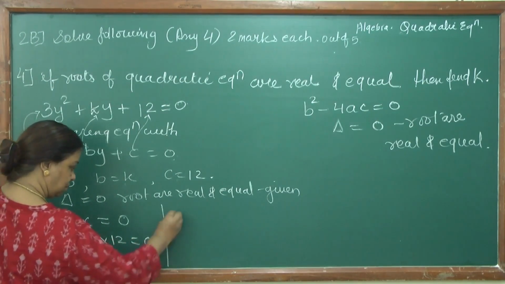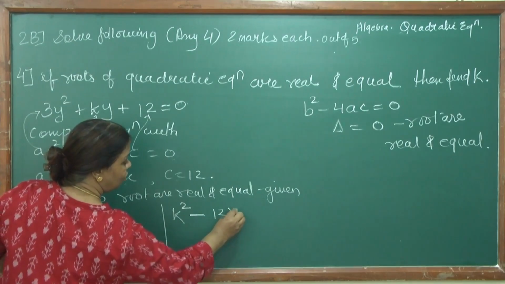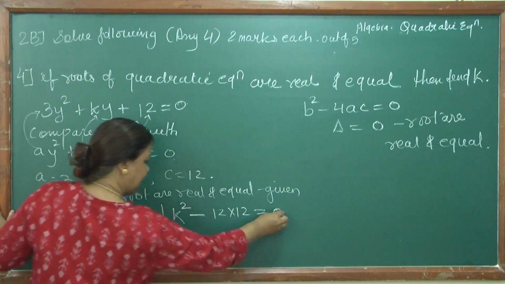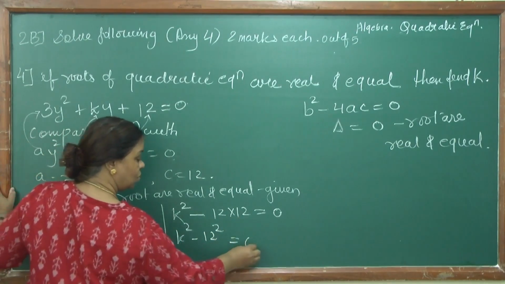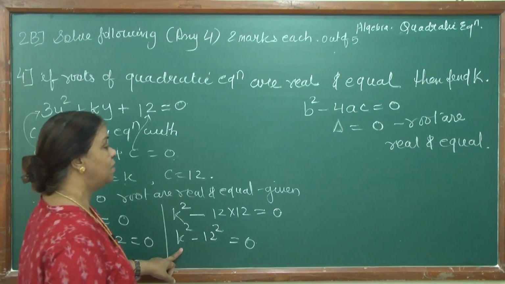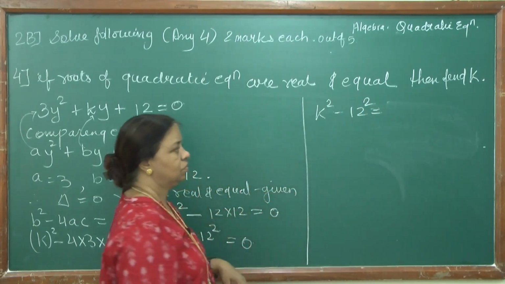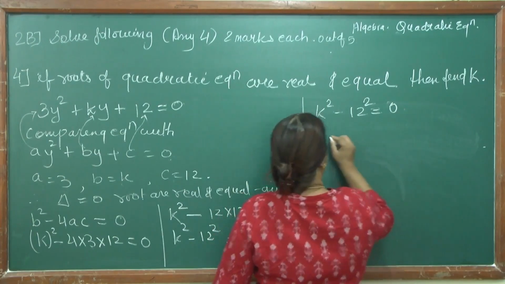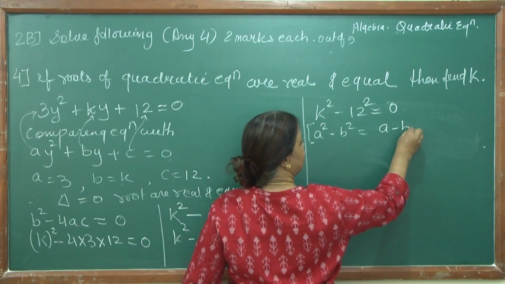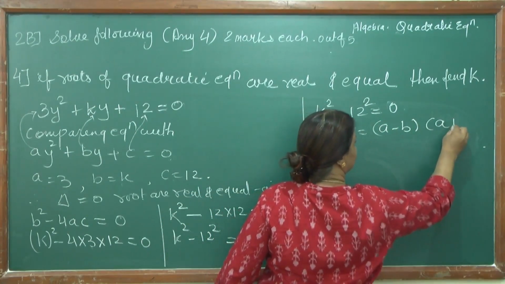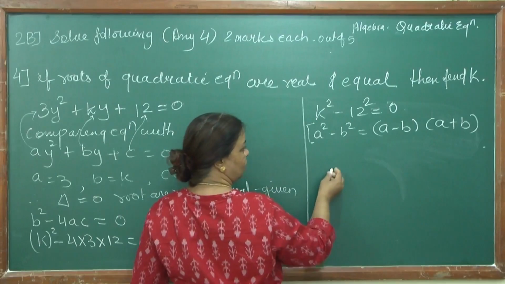K square minus 4 3s are 12 into 12 equal to 0. I can write it as k square minus 12 square equal to 0. Now children, here I can use the a square minus b square formula. This is k square minus 12 square equal to 0. Now a square minus b square is what? It is a minus b into a plus b. What is a? K, and what is b? 12. So we use this formula.